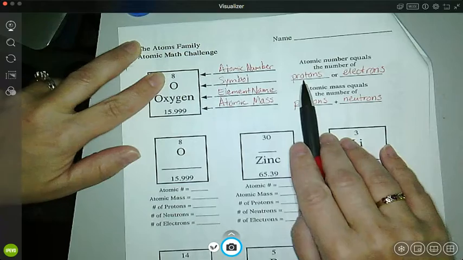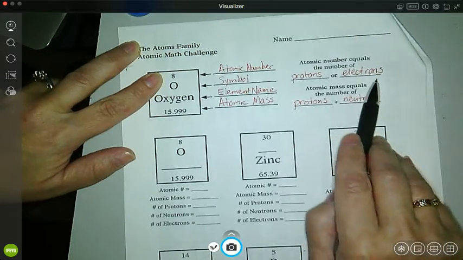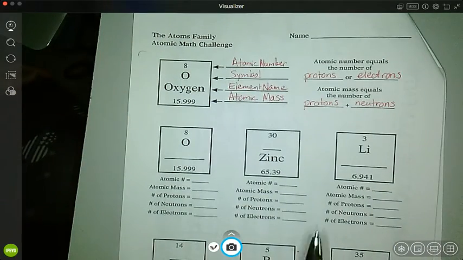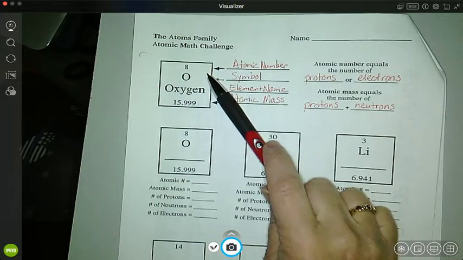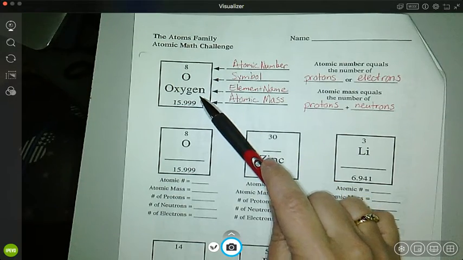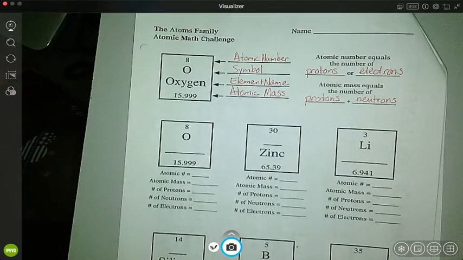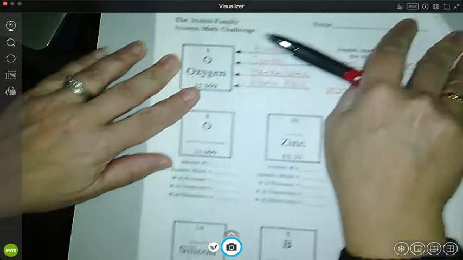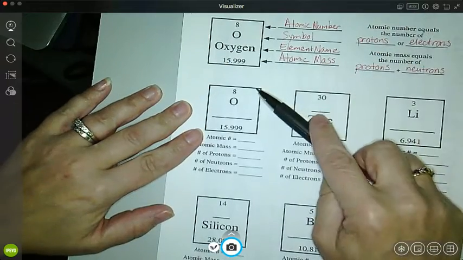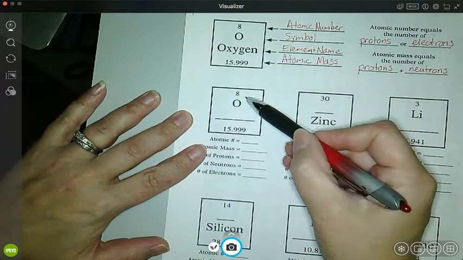The atomic number tells me the number of protons or electrons. So if I know the atomic mass and the atomic number, I can figure out my number of protons, neutrons, and electrons. And that's what we're going to work on today. So let's look at this one right here. We're going to start with O, number 8.